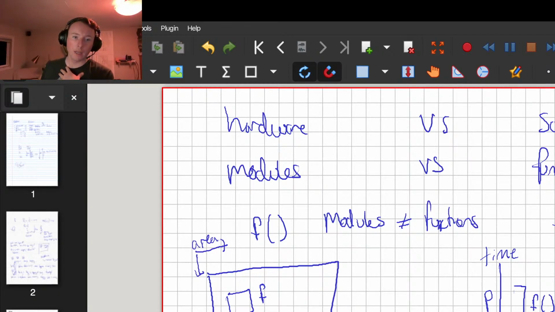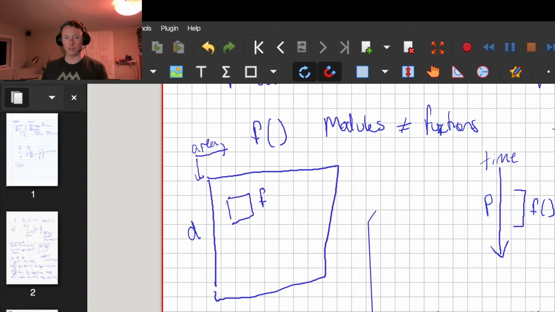So when we instantiate a module over here in our design, it's taking up some finite amount of space. If our entire design is a bunch of space, some 2D or 3D area, then you can think of f as being a subcomponent of our design, just taking up some finite amount of that space. That's one of the interesting parallels here.